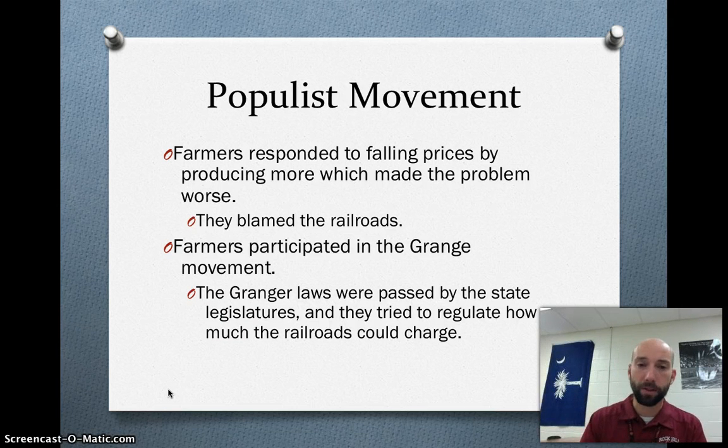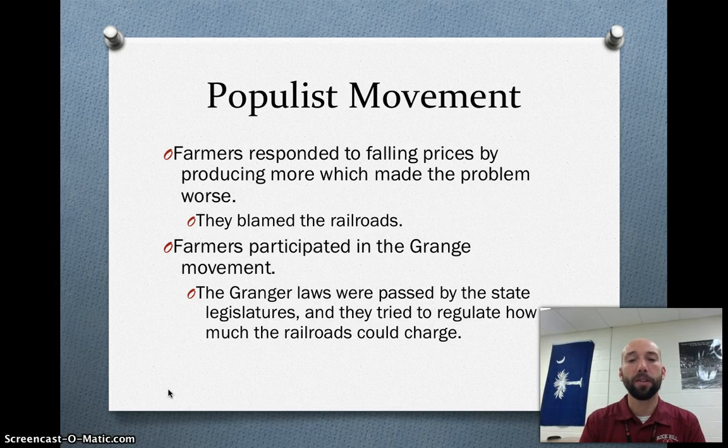So they overproduced, and then at an individual level, farmers were like, well, if I need to make money, I'm going to have to produce more. But what happens is they end up producing too much, and they keep producing more and more and more, and the price just keeps going down and down and down. Instead of blaming themselves for the problem, which they really weren't to blame, they blame the railroads. They say the railroads are charging them too much money to ship their goods, which is true.